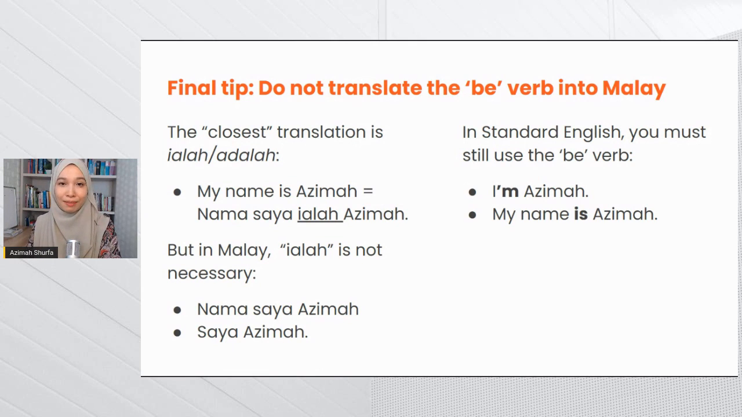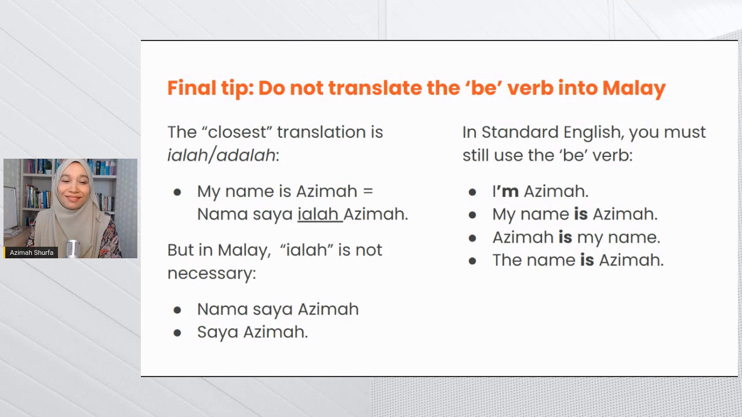My name is Azimah. See, I still have to use it. I can't run away from not using it. Okay? For Azimah is my name. Okay? The name is Azimah. Right? So can't run away from using the be verb. So don't translate the be verb into Malay. Don't do that. You just get confused. So you have to study the be verbs, how to use, when not to use, what's happening, what's the pattern.